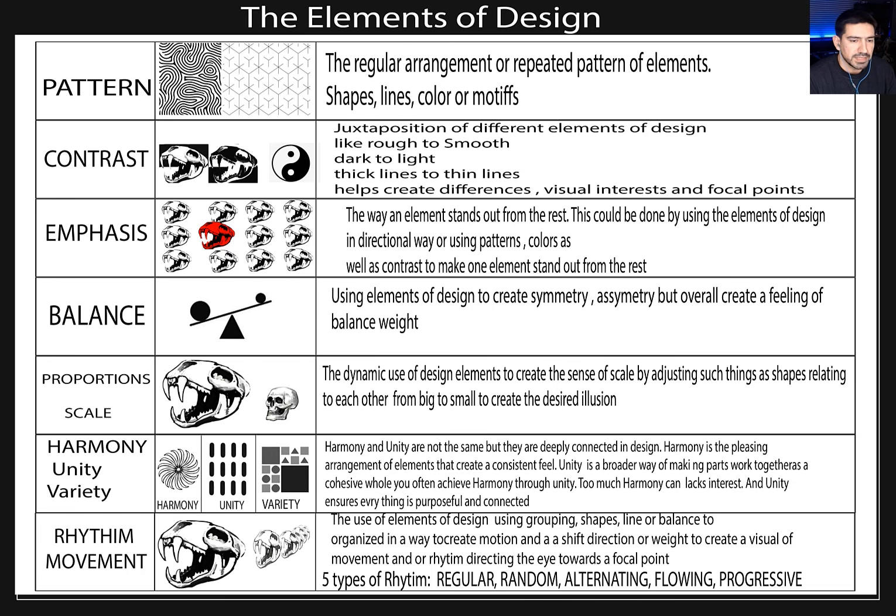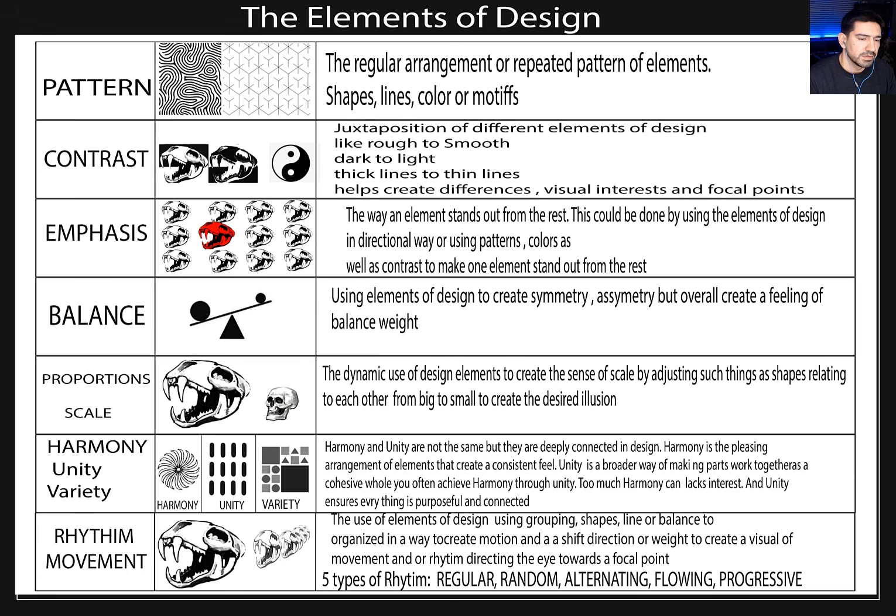And then we go to balance. This is using elements of design to create symmetry, asymmetry, but overall create a feeling of balanced weight. You can see the little scale, or whatever that thing is, how one weight is shifting more towards the other. It's just a symbolic representation of asymmetry, I guess, or just balance. But I'll show you better examples of this.